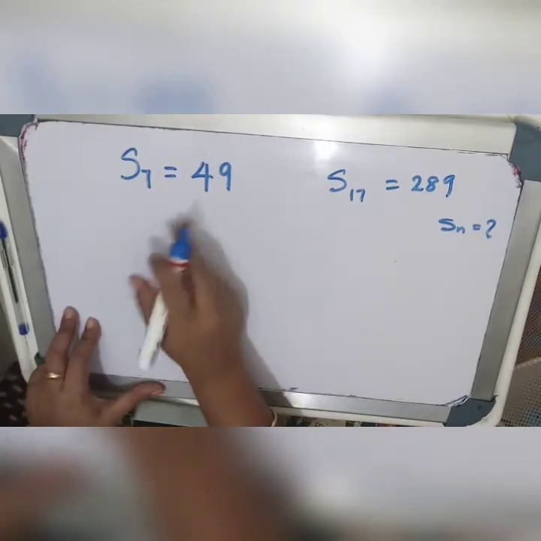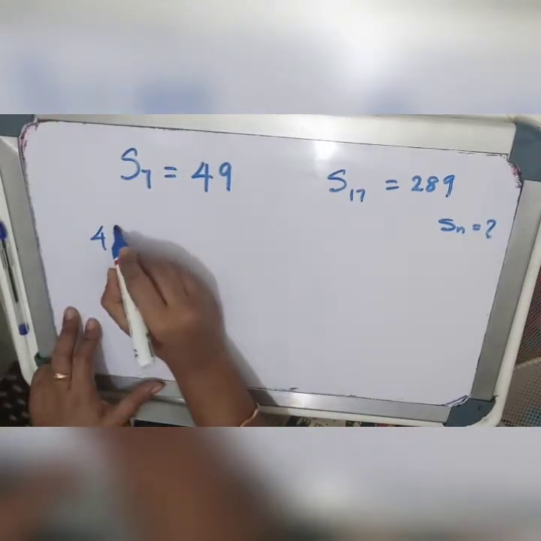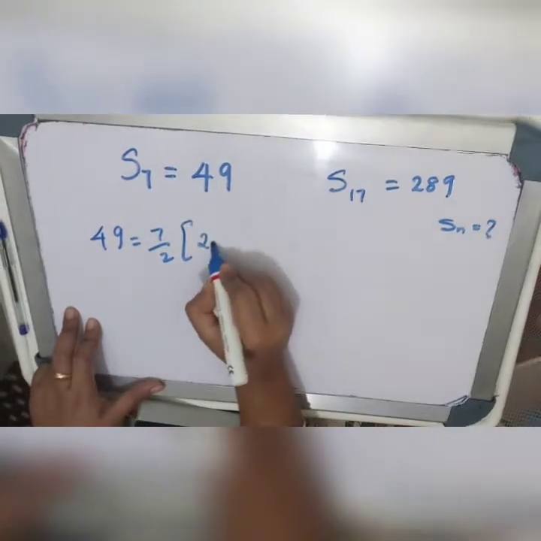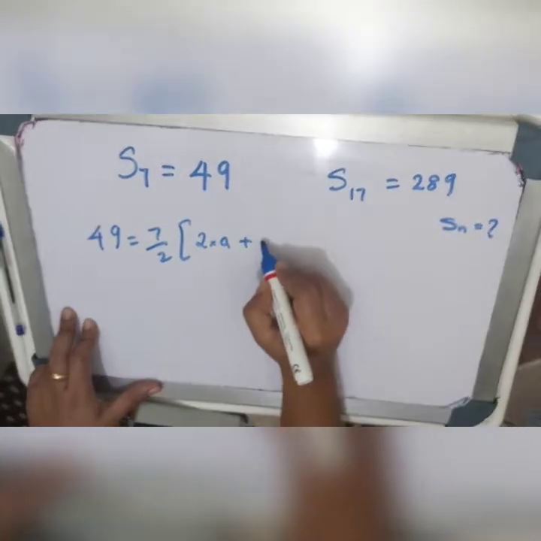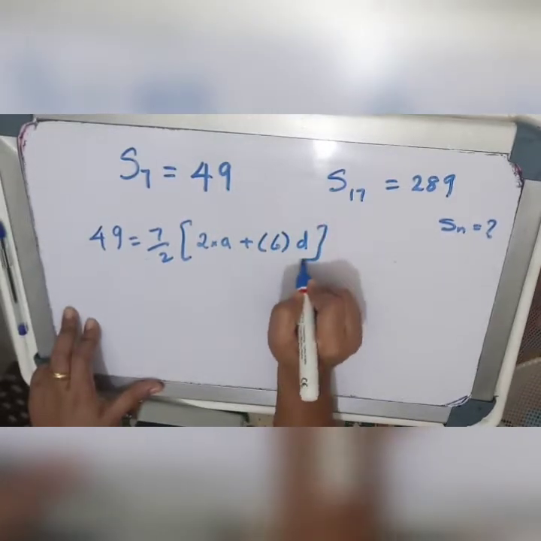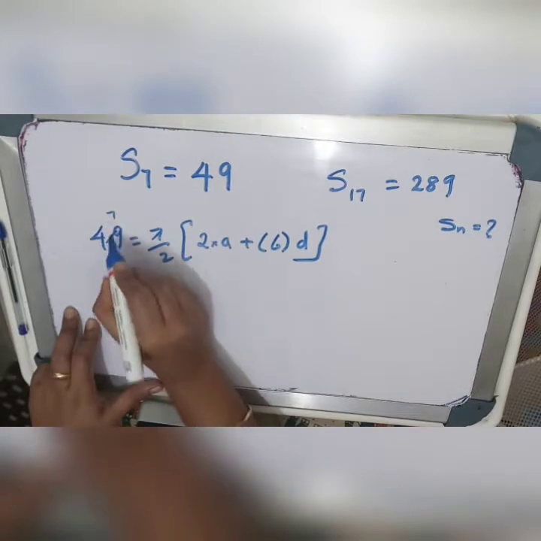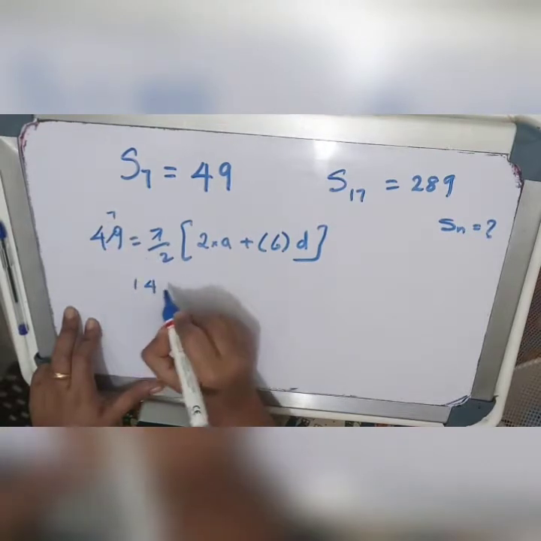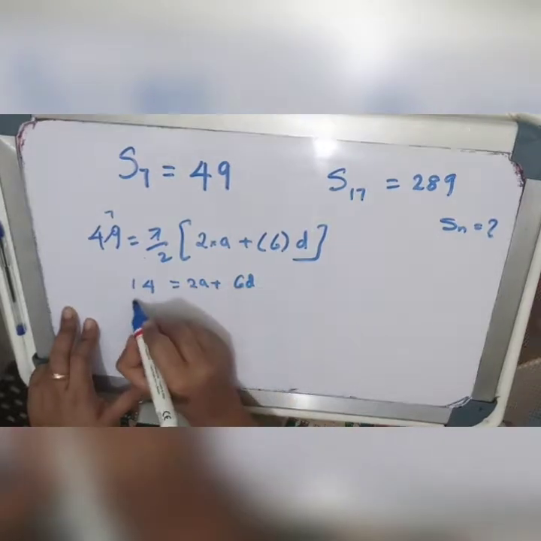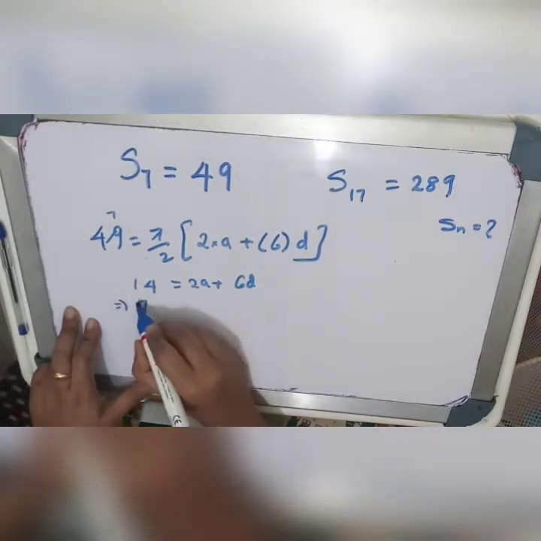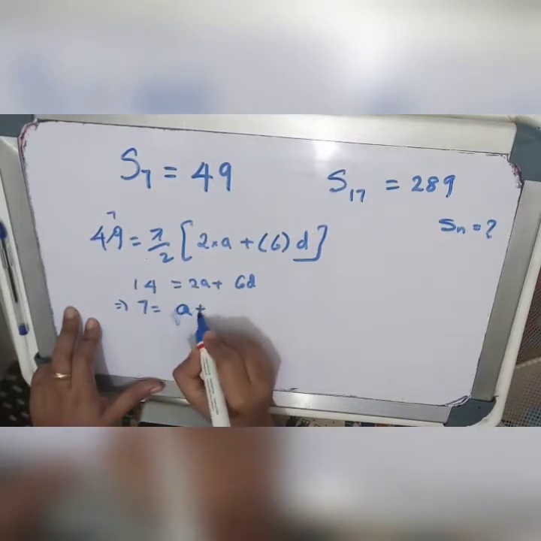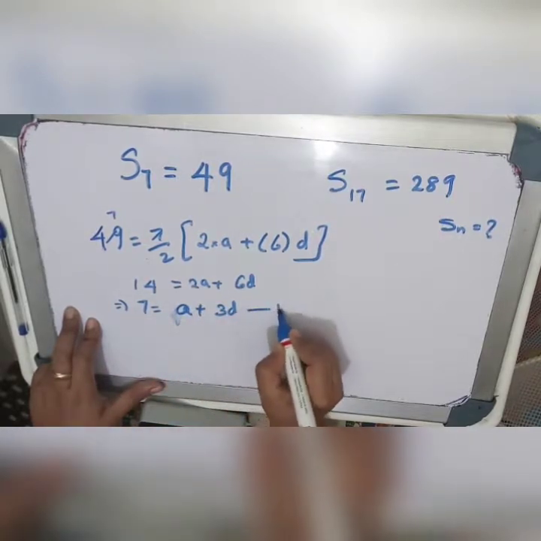We'll substitute 49 in the expression for sum of 7 terms. 49 is equal to 7 by 2 into 2a plus n is 7, so 7 minus 1 is 6, into d. So that is 14 is equal to 2a plus 6d. That is 7 is equal to a plus 3d. So this is one expression.